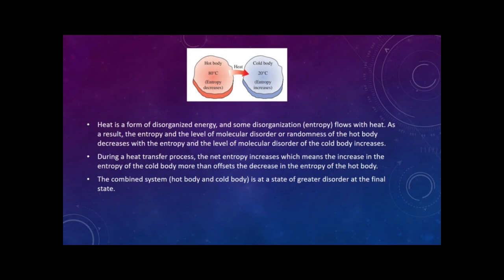Next, heat is a form of disorganized energy, and some disorganization, which is entropy, flows with heat. As a result, the entropy and the level of molecular disorder or randomness of the hot body decreases, while the entropy and the level of molecular disorder of the cold body increases. During a heat transfer process, the net entropy increases, which means the increase in the entropy of the cold body more than offsets the decrease in the entropy of the hot body.